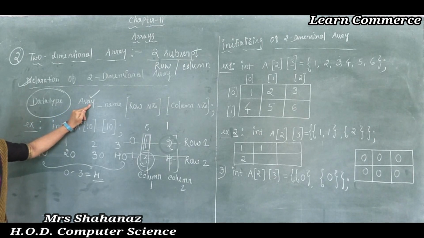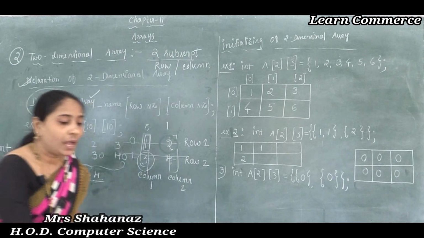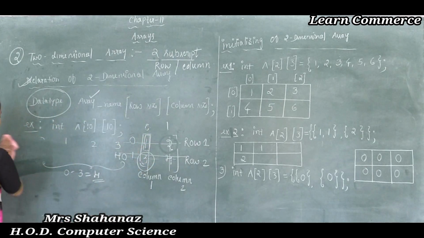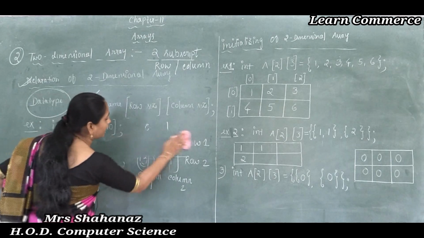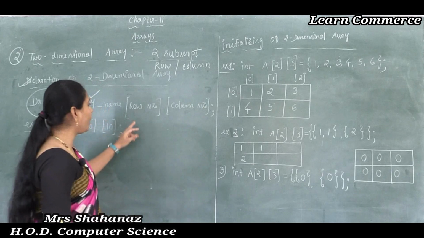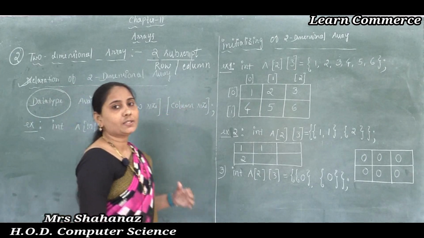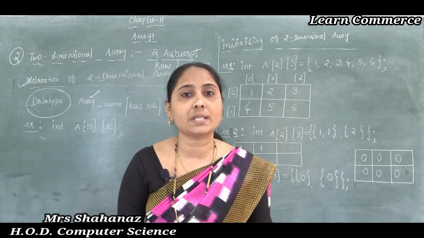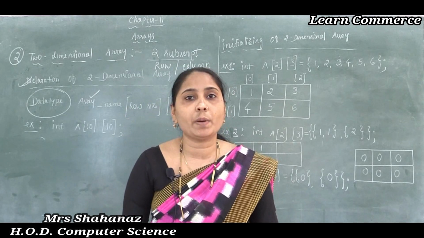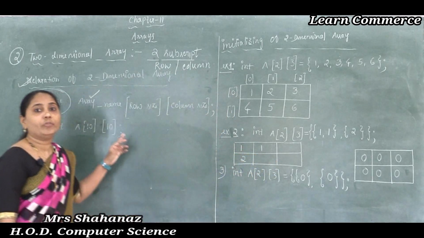That means the common name that is shared by all the elements of the array here. Correct? And after completing the array name, let's go for our row size and the column size. The row size and column size specify the maximum number of rows and columns we need to store within the array.